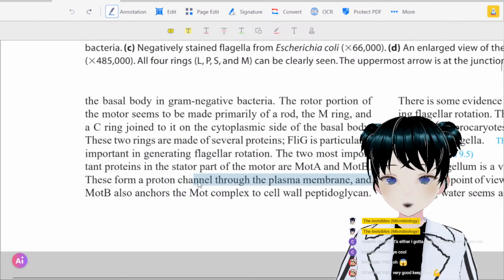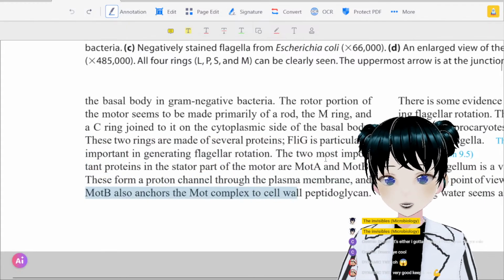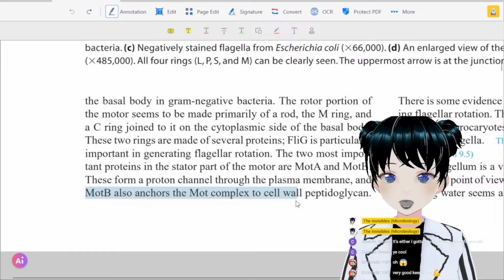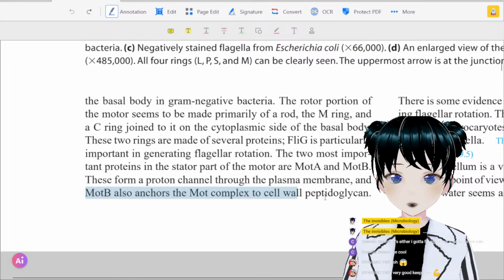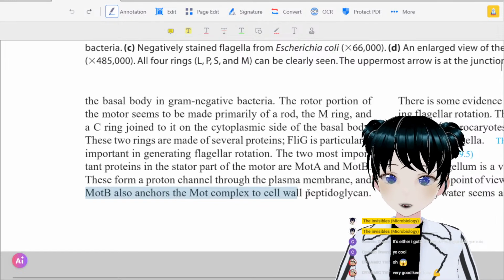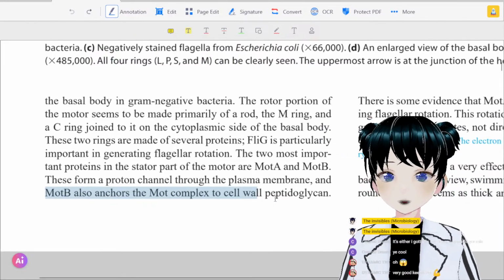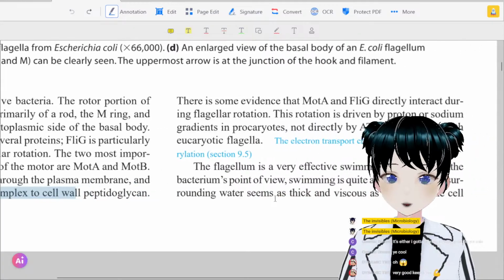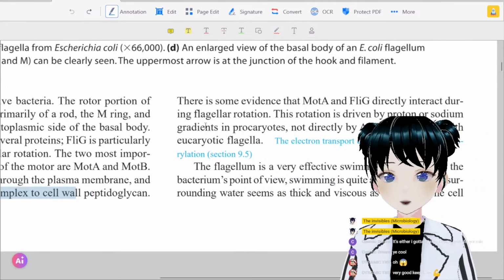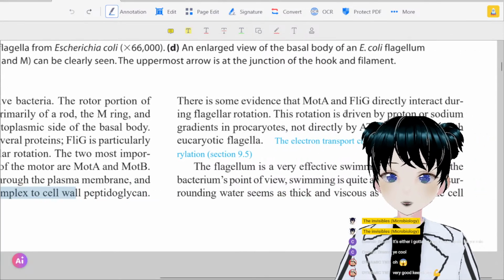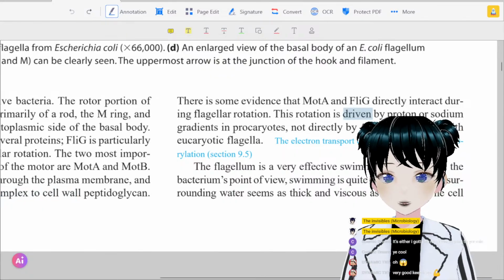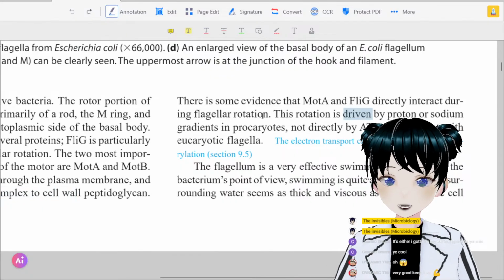These form the proton channels through the plasma membrane. Now these proteins are helping in the ion gradient transfer, so it helps in energy. MotB also anchors the Mot complex to the cell wall. It also helps in attachment as well. There is some evidence that MotA and FliG directly interact during the flagellar rotation.